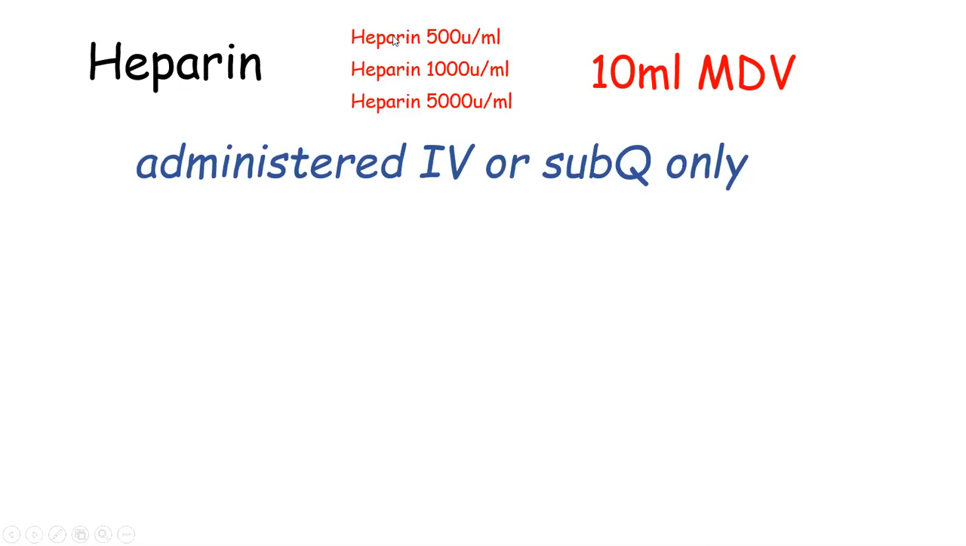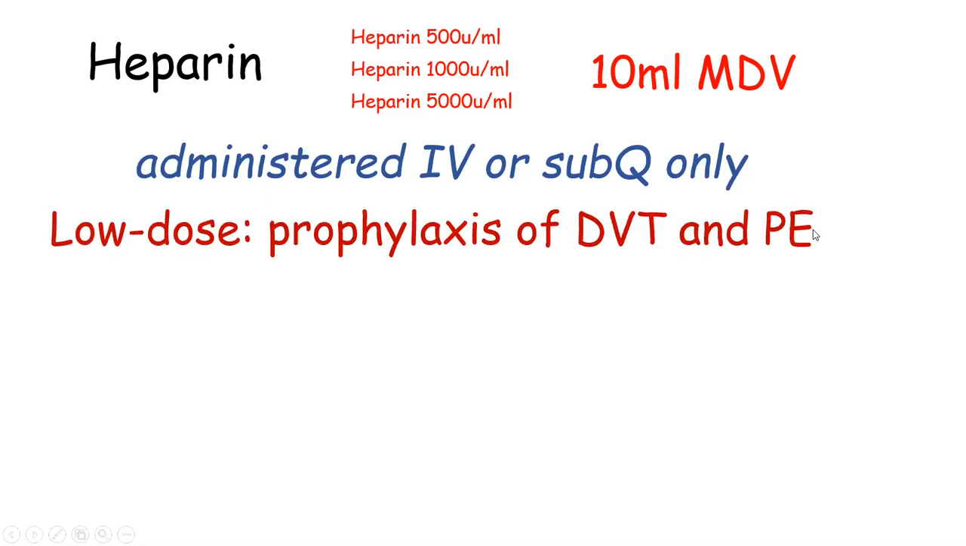These were all available in 10 milliliter multiple dose vials, and they all had nearly identical labels. So it was common a nurse might accidentally pick up the 5,000 unit per milliliter instead of the 500 and end up giving somebody 10 times the dose of heparin. This is a blood thinner. What happens whenever your blood's too thin? Well, you can bleed to death or bleed to death internally.